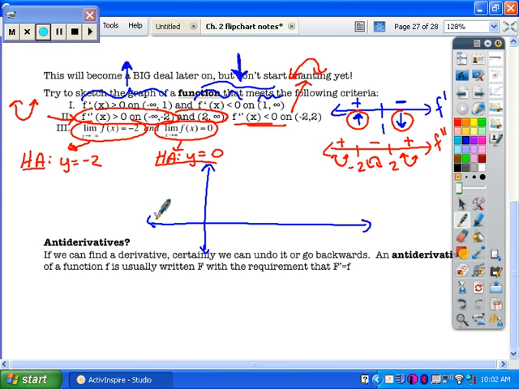What I would do is sketch in the asymptotes. I know that there's a horizontal asymptote at negative 2, so I put down a dotted line at y equals negative 2. I do the same at y equals 0. The other thing I know is that this graph is increasing up to 1, and then it's decreasing after 1.